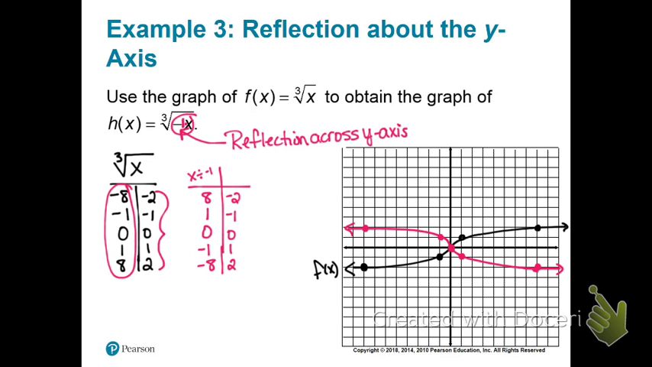Once you get it, check it. Does it look like it reflected across the y-axis? If I take this part of my graph, is it reflected on the other side? It is, isn't it? So it's a reflection across the y-axis.